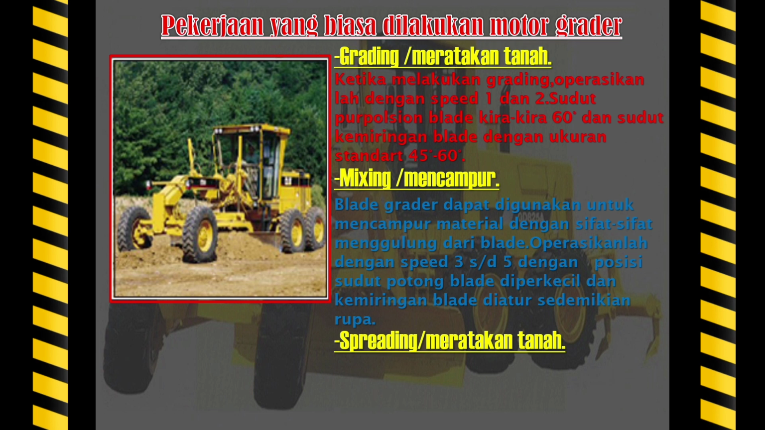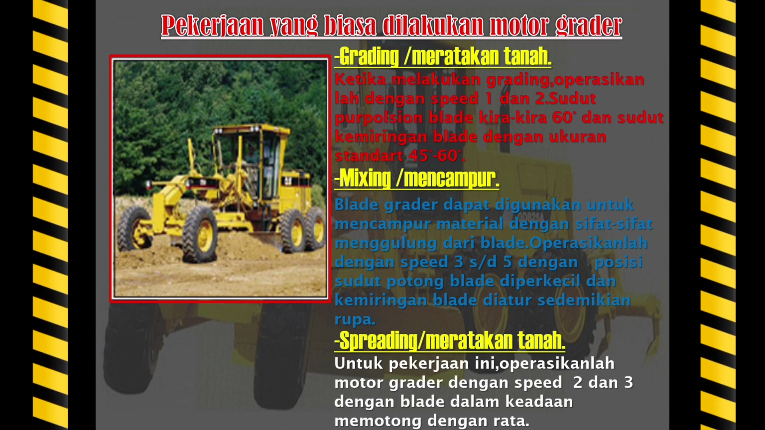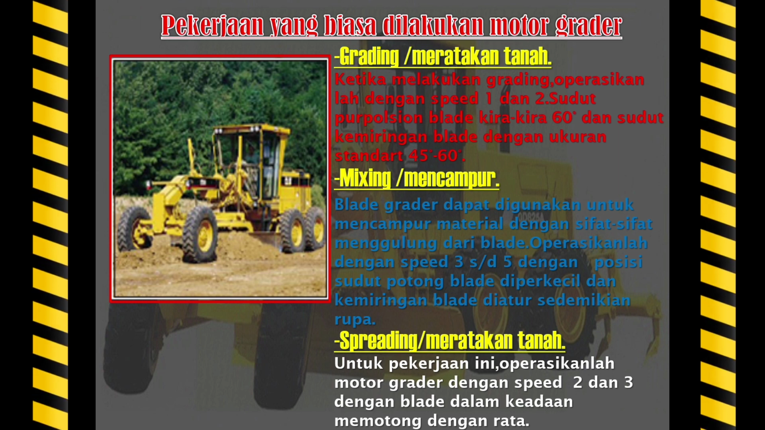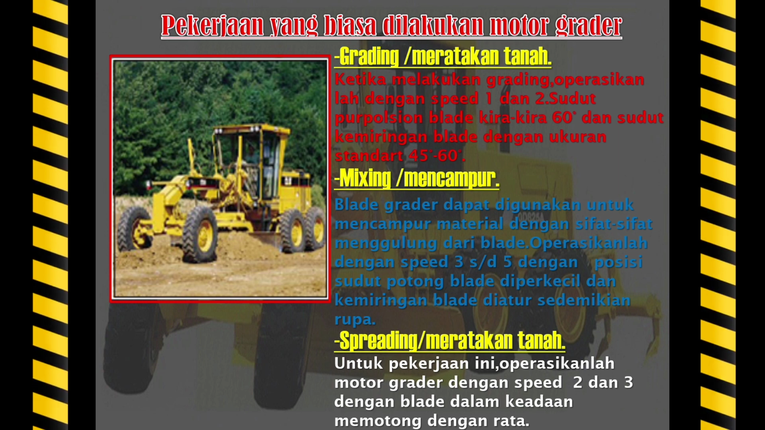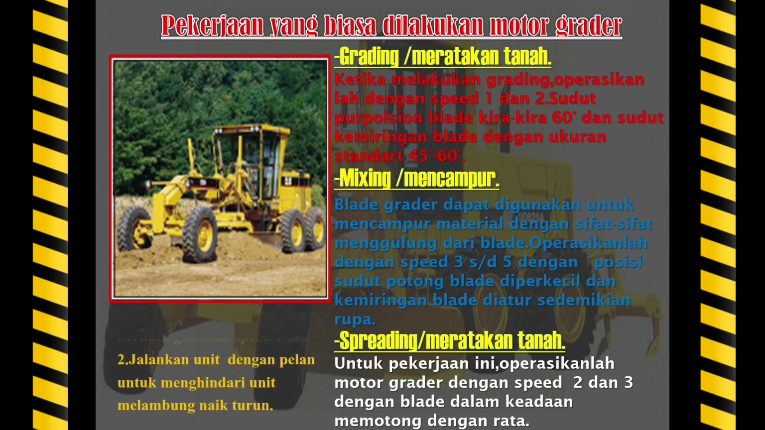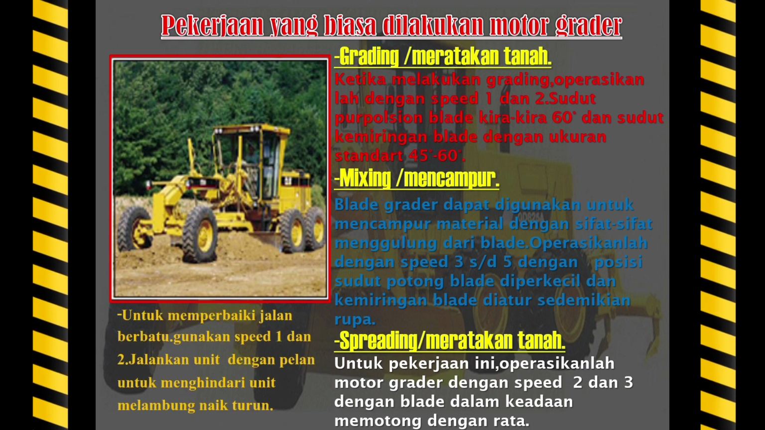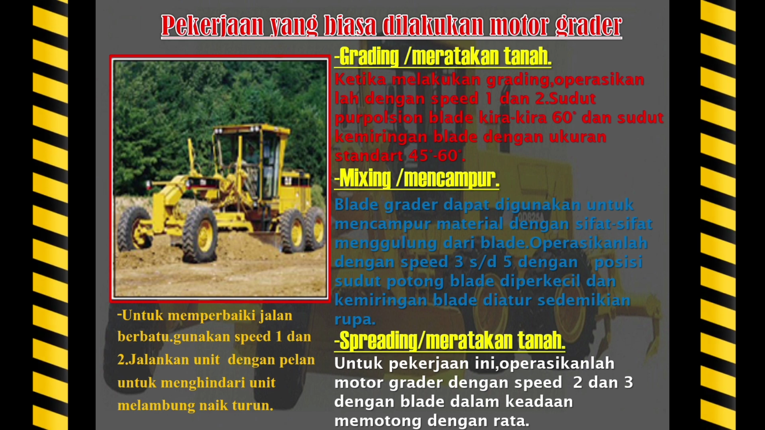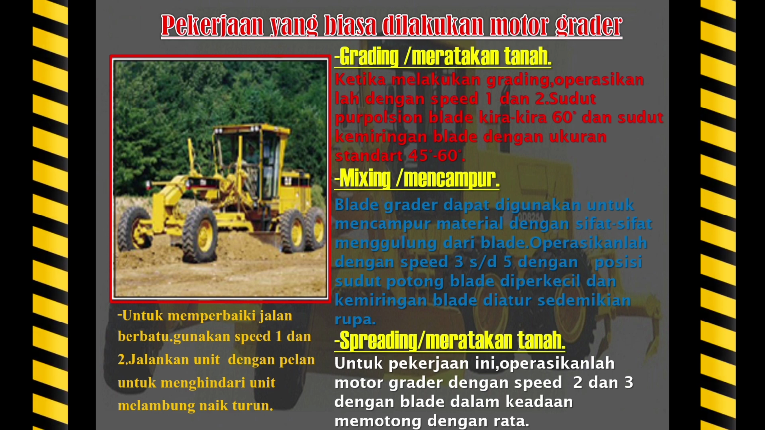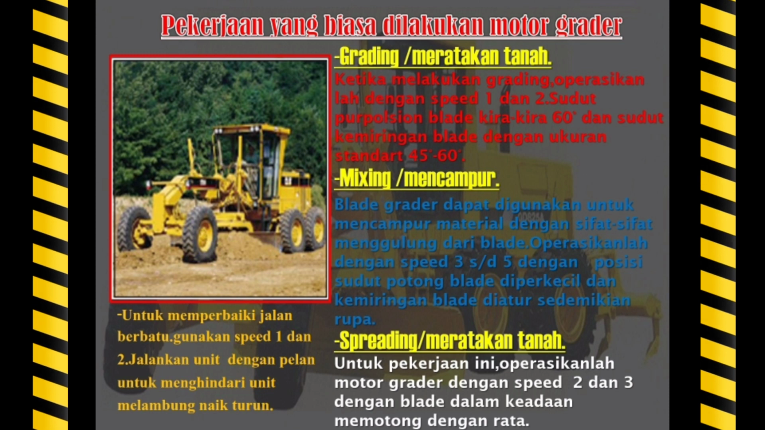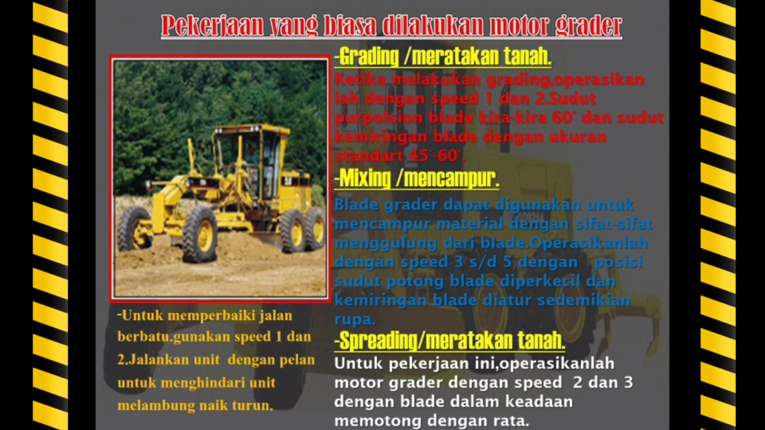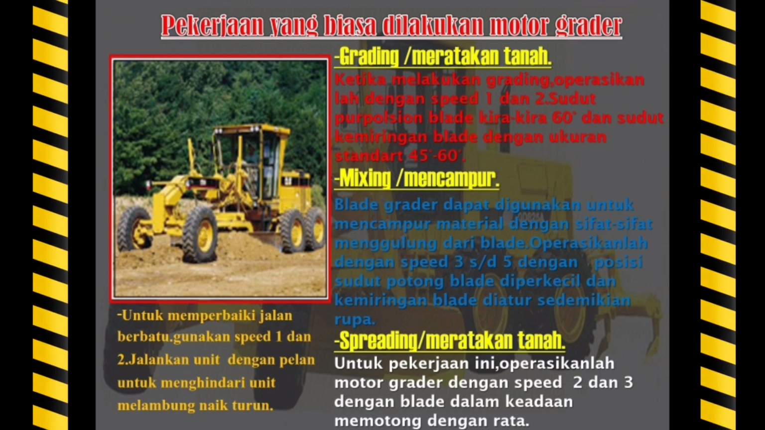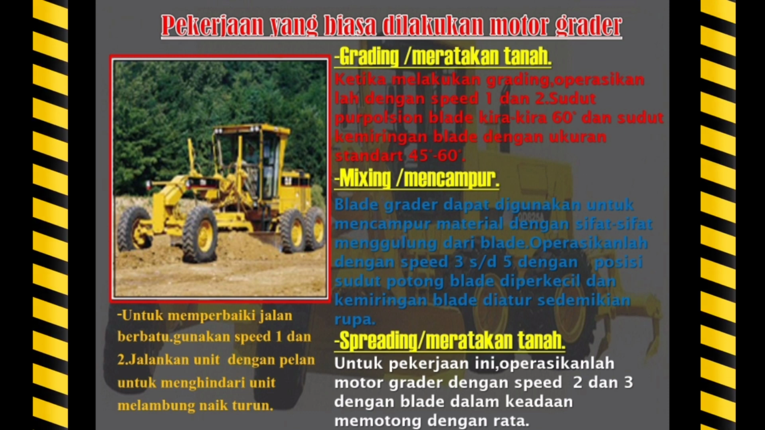Operate at speeds of 3 to 5 with the blade cutting angle reduced and the blade tilt adjusted accordingly. Spreading, leveling the ground. For this job, operate the motor grader at speeds 2 and 3 with the blades cutting evenly. To fix the rocky road, use speed 1 and 2. Run the unit slowly to avoid the unit bouncing up and down.